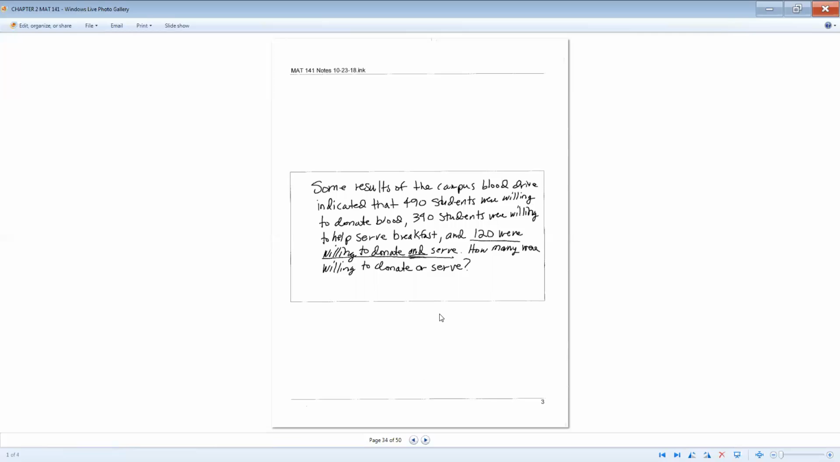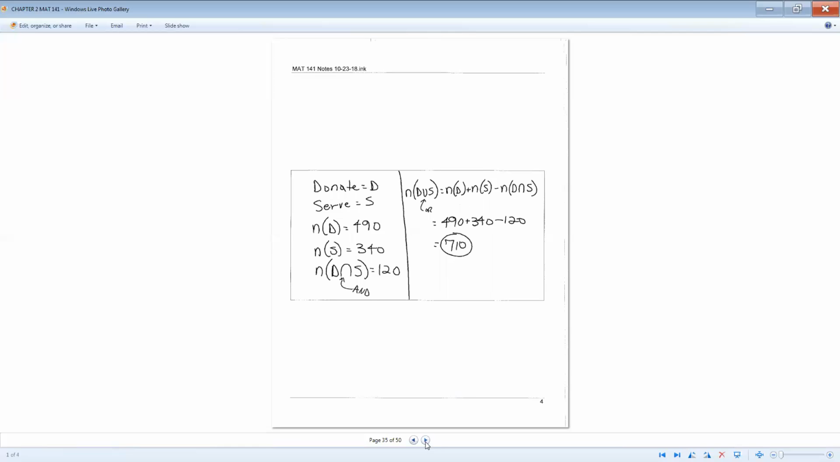Here we have a mini word problem that emphasizes the same thing we just did in the previous slide. Some results of the campus blood drive indicated that 490 students were willing to donate blood, 340 were willing to serve breakfast, and 120 were willing to donate and serve. How many were willing to donate or serve? So don't forget what I mentioned about and or. And represents intersection, or represents union.